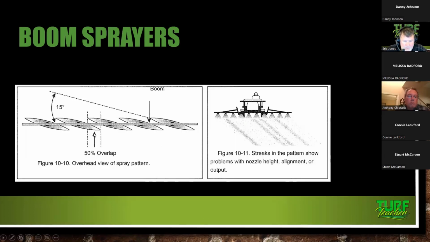Again, we got our coverage, 50% overlap. What about these streaks in the pattern shown here? This is going to be an issue with nozzle height, alignment, or output. And we're going to have some bad spots in our turf grass if we keep doing this.